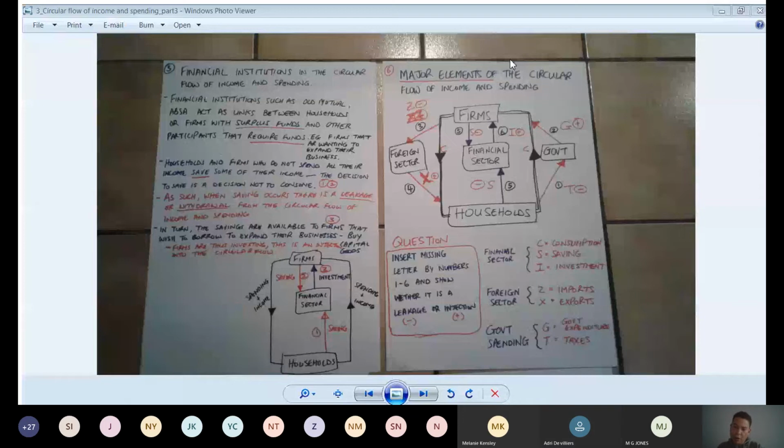If you are borrowing at a lower rate for your car or your bond, that means you have more disposable income. So what are you going to do with it? You're going to go and buy more goods and services. And it's not only you, it's all of us, the whole of South Africa. So the government is trying to stimulate the economy.